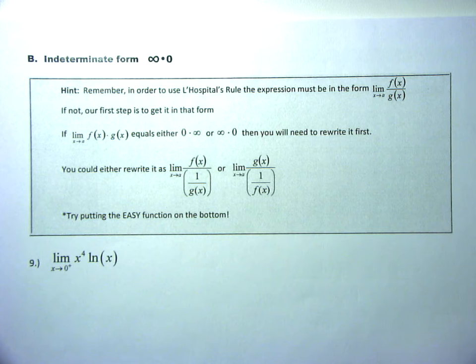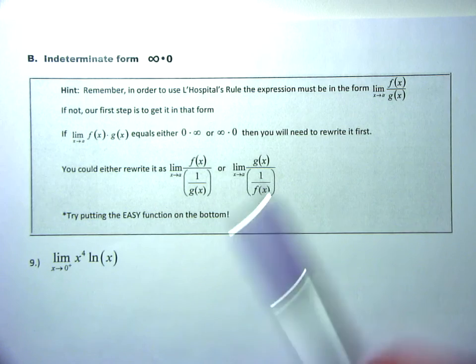It's really easy to tell because I'm being given a function here that is not a rational expression or a fractional expression, right? Instead, I have x to the power 4 times the natural log of x. So let's quickly look and see what happens.